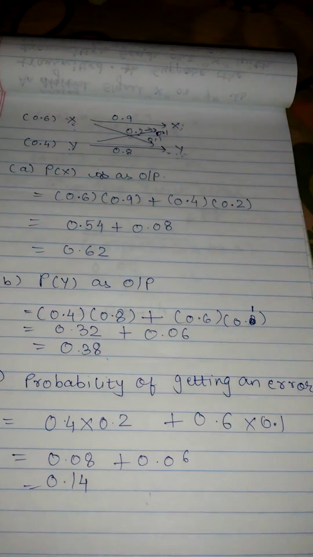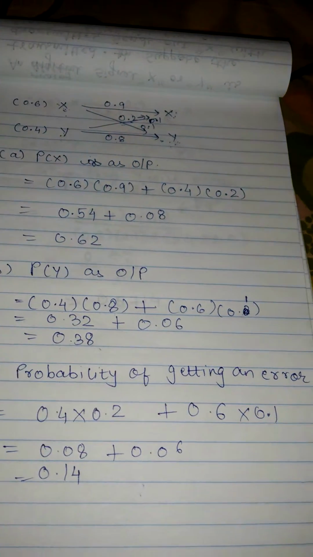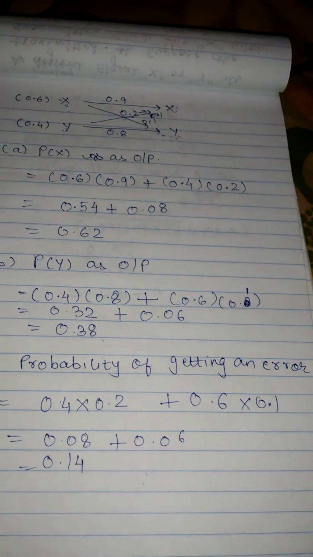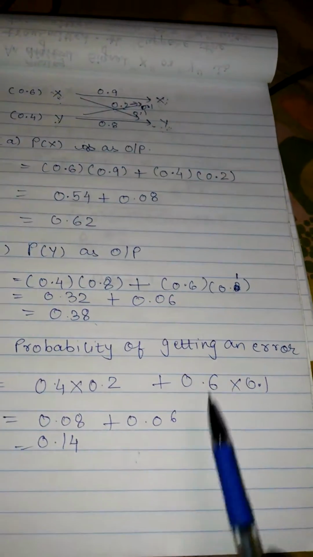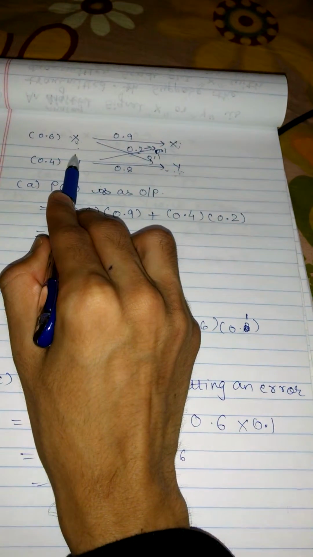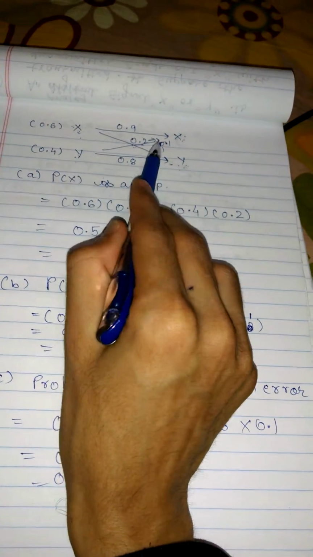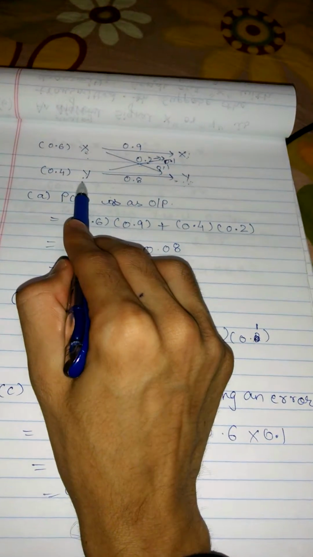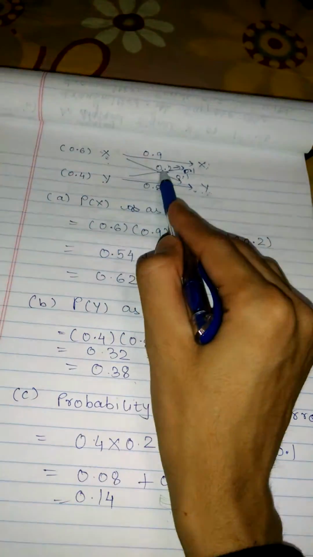Now probability of getting an error if X or Y is chosen as an input. Now if X is chosen as input, the probability of getting an error is 0.1, and if Y is chosen as input, the probability of getting an error is 0.2.